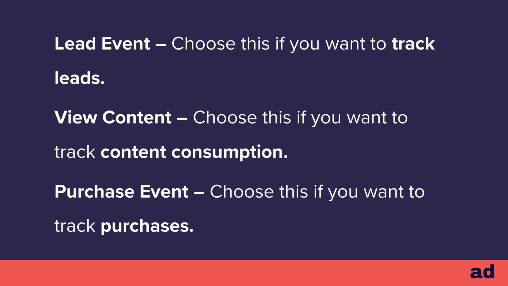For now, the main events that you should focus on are the lead event, view content event, and the purchase event. Lead event will be the option you choose if you're offering a lead magnet and looking to generate leads. View content will be the event that you use if you're specifically trying to get people to view the great content that you've produced. And purchase event, finally, will be the event that fires when people purchase what you have, for example if you're an e-commerce store.